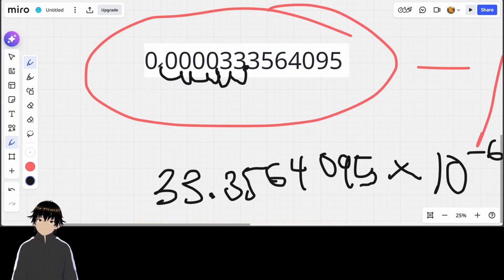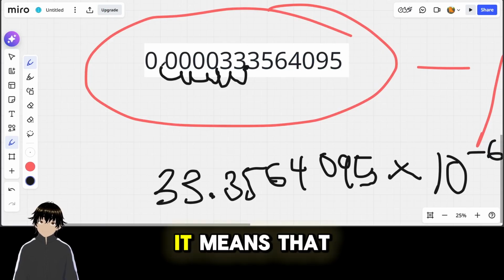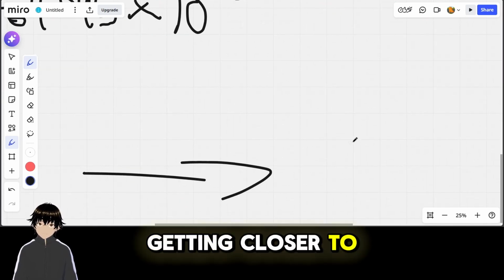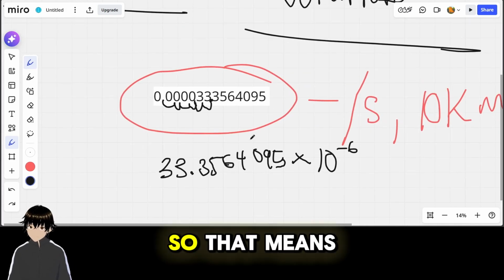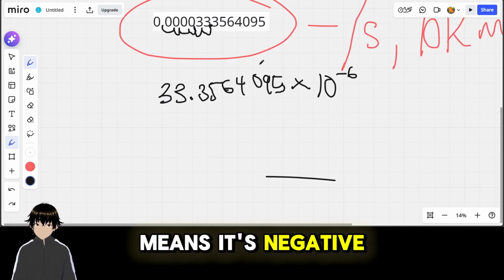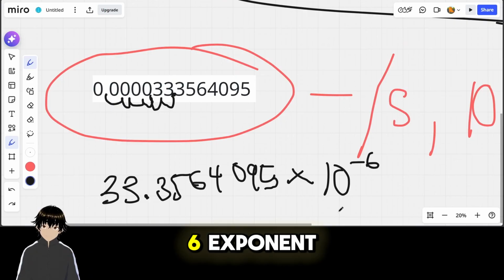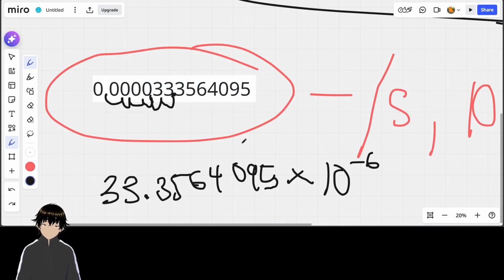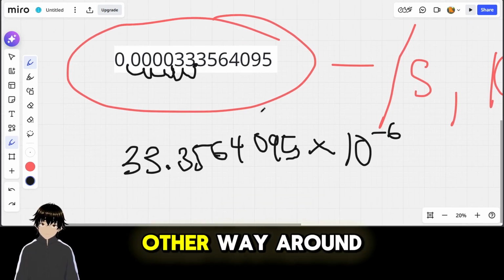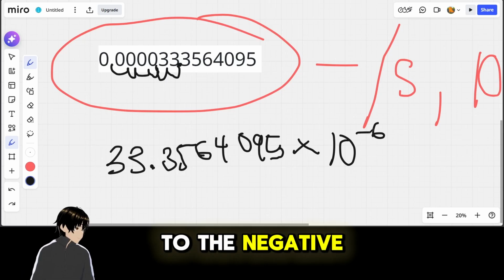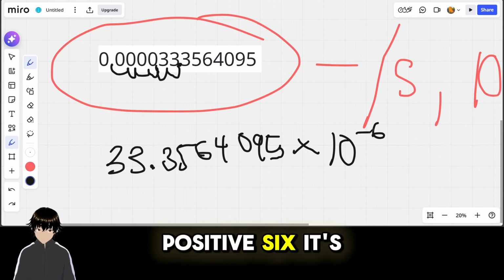Decimal point, okay? It means that these are decimals, so basically getting closer to 0. So that means it's negative. So 10 to the negative 6 exponent. But if it were the other way around, it's obviously going to be 10 to the positive 6 exponent.